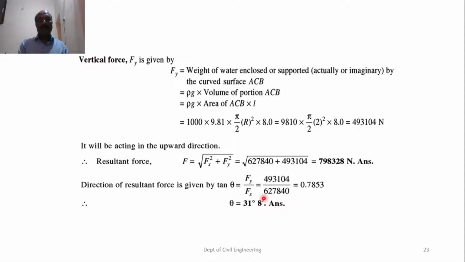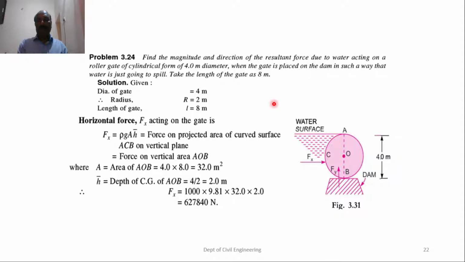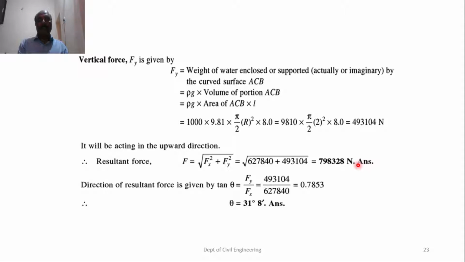Then the vertical force Fy is the weight of the water enclosed, actually or imaginary, supported by the curved surface ACB. It is rho g into the volume of the portion ACB, which is rho g into area of ACB into length L. The length is 8 meter. So this is 9810 into pi by 4 into d square, or r square, into 8. It will act in the upward direction.